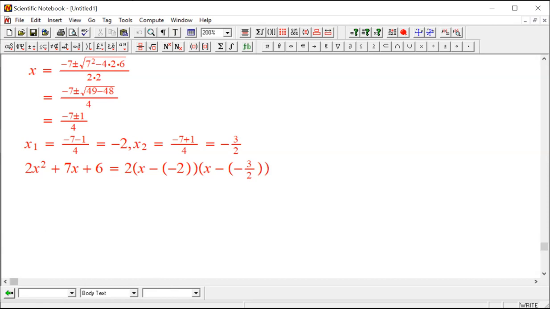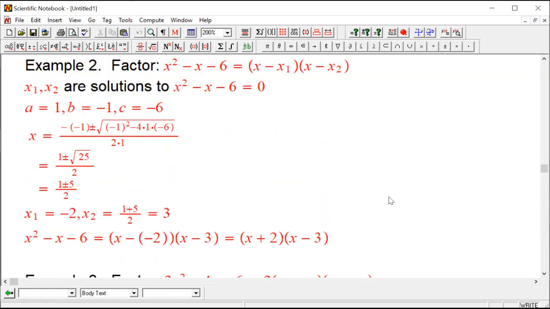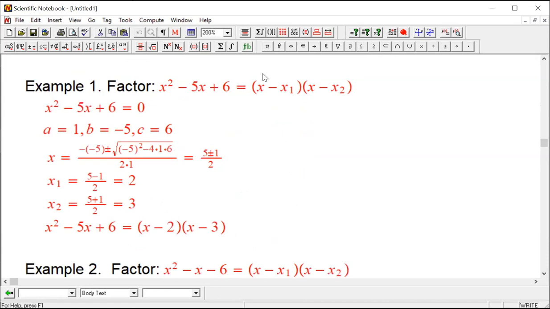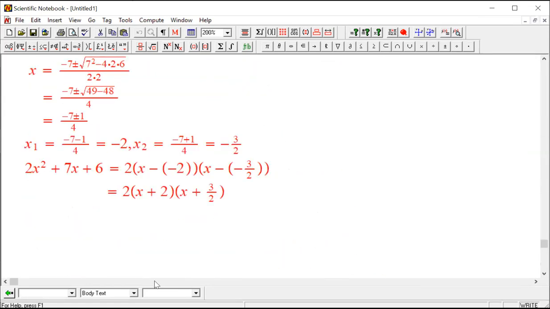Okay, so let's work it out. So we have 2 outside, x minus -2, that's x plus 2. And the other parentheses, you're gonna have x plus 3 over 2. What factor did we get before? Example number 4, we got this piece, right? Is this different from that? Recall, this is what we got before.